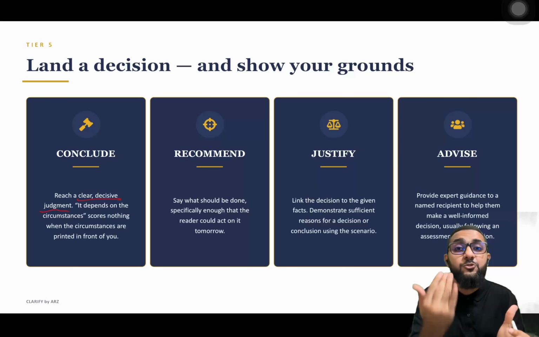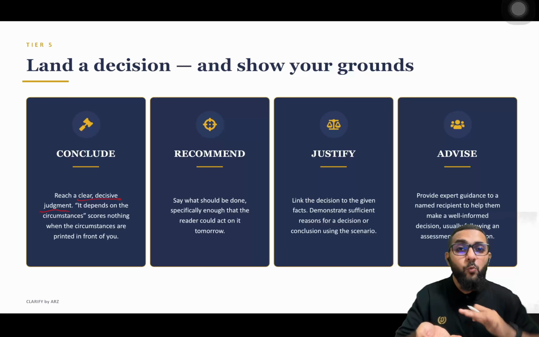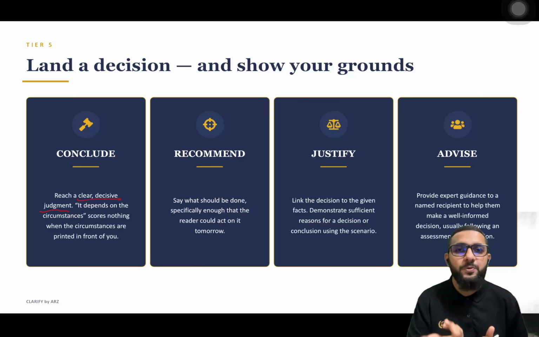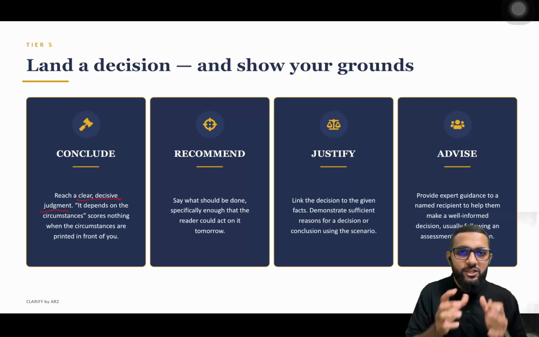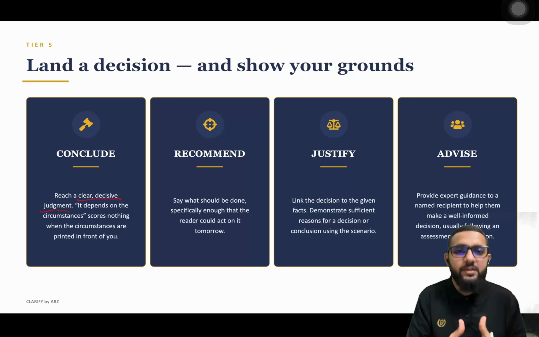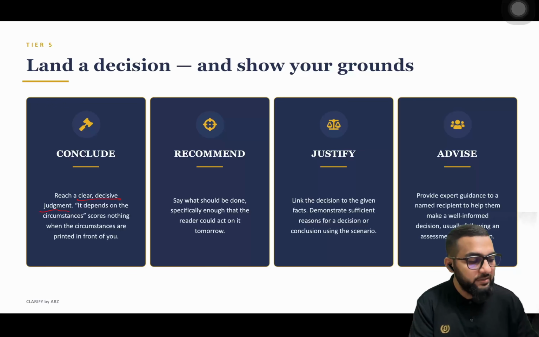Based upon that, you have to recommend what needs to be done in a way which can be acted upon. It cannot be superficial, right? It needs to be a recommendation that can be done immediately. You can't bring in something that can't be done at all. All right. Then justify. This is where you link the decision to the given facts, right?